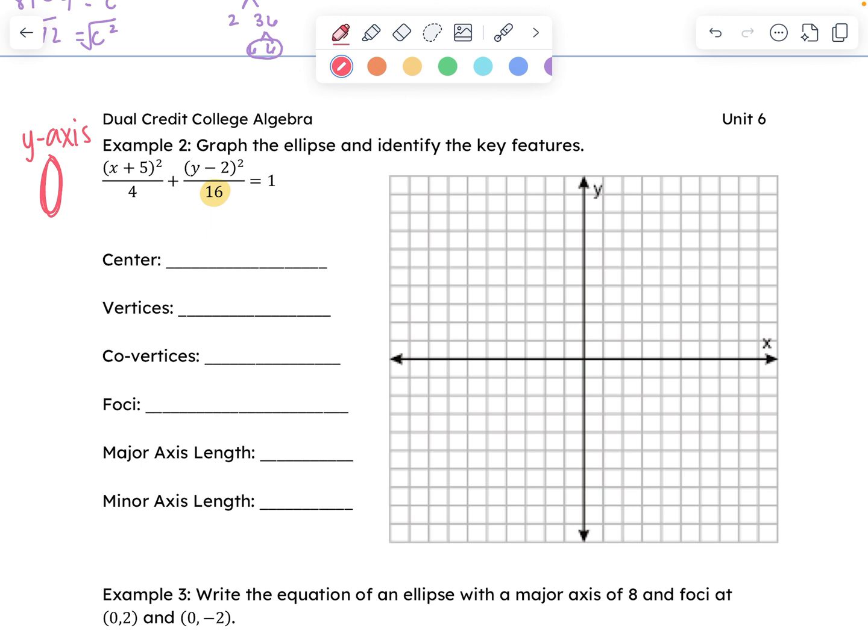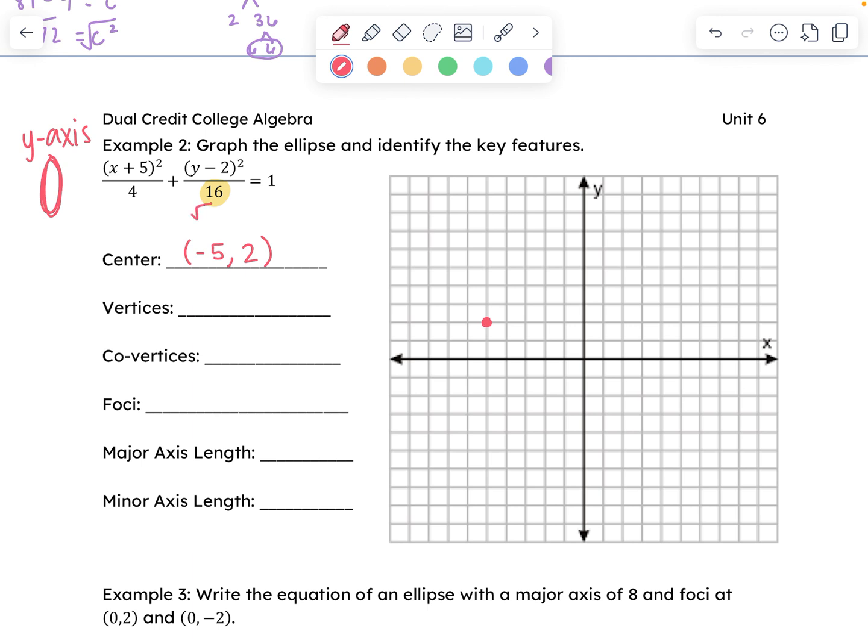Okay, my center: x plus 5 means I'm going to have a negative 5. y minus 2 means I'm going to have a positive 2. So it's negative 5, 2. Let's put that on our graph right there. Negative 5, 2 for my center.